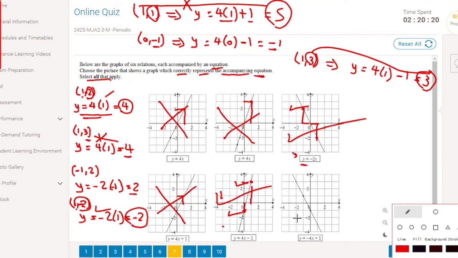Let's take the last one. I have this point 0 and minus 1. We'll apply for 0 and minus 1. We'll say y equals minus 4 multiplied by 0 plus 1, equal to 1. And here is minus 1. So this graph is not correct.